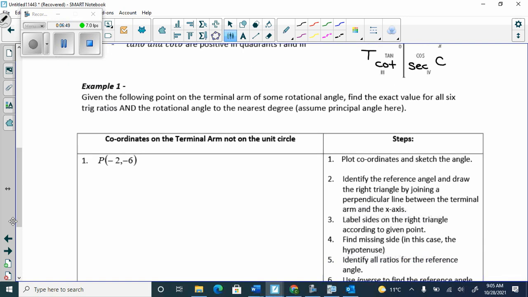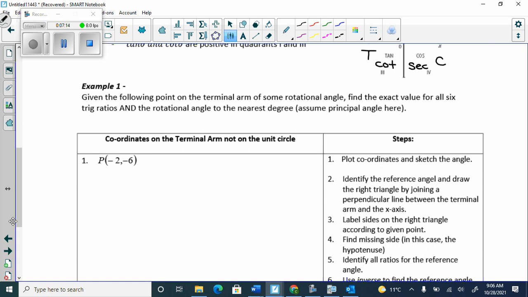Here we go. Given the following points, this can happen on a test where I give you a coordinate. It says, given the following point on the terminal arm of some rotational angle, find the exact value for all 6 trig ratios and the rotational angle. Rotational angle is like your principal angle, how long it takes to rotate to get to it.